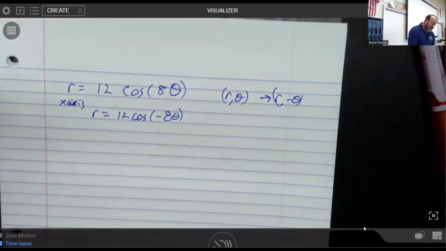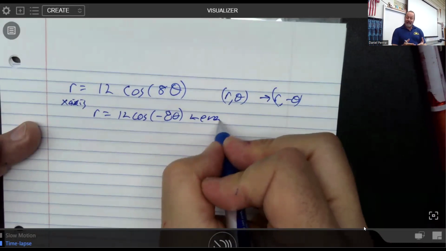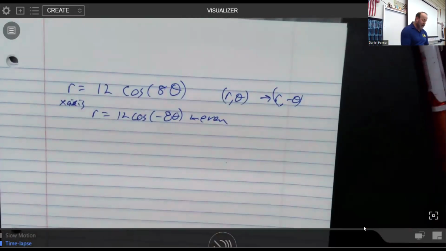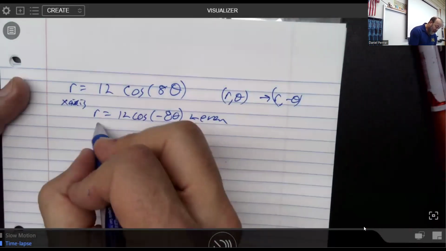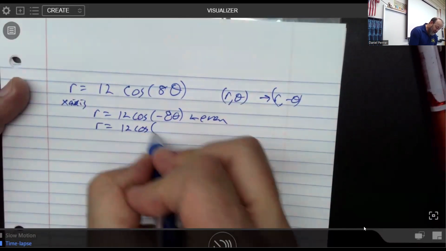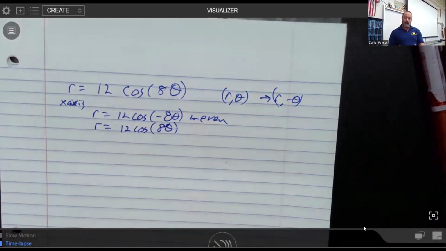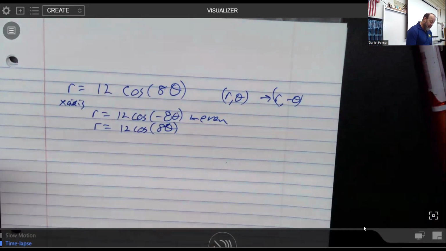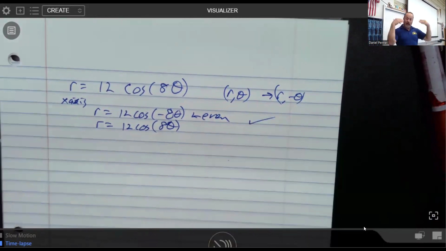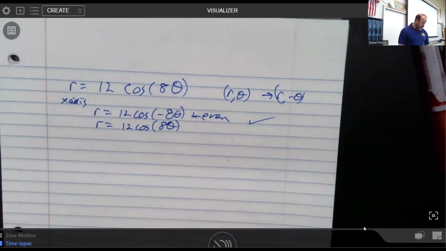But because of the fact that the cosine is even, I can pull that negative out and throw it away. And I have this statement right here. So you'll notice that it came right back to where the problem started. And so we're good to go. And so x-axis symmetry, I'm just going to say check. I have that. Now remember, it's either going to have one of those symmetries or it's going to have all three of those symmetries.